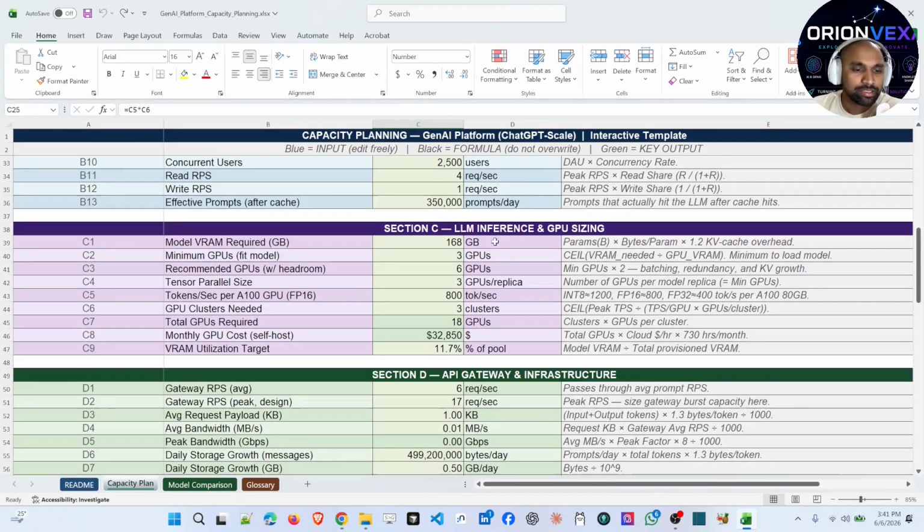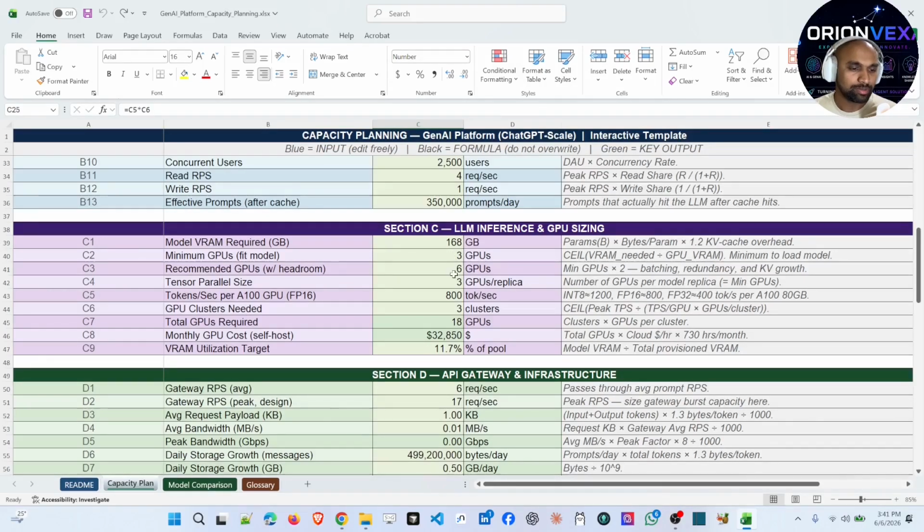Next, we come to LLM inference and GPU sizing. Model VRAM requirement is around 168 GB, that is parameters into bytes per parameter into 1.2 KV cache overhead. Minimum GPUs required is around 3. We are using A100 with 80 GB. If we divide 160 by 80, we need around 3 GPUs. We are taking the ceiling of that calculation.